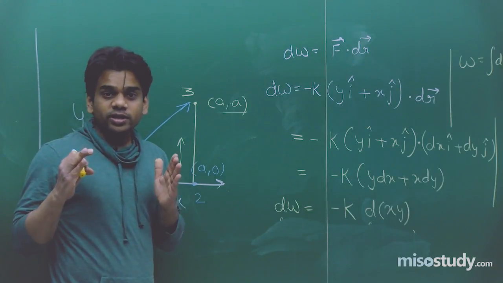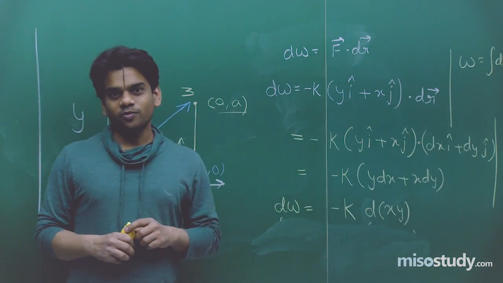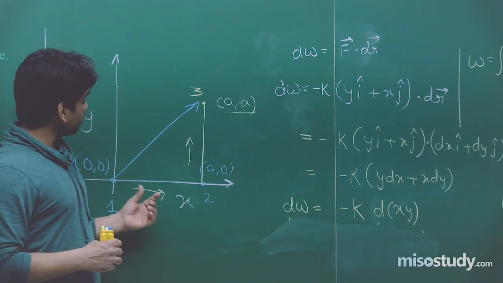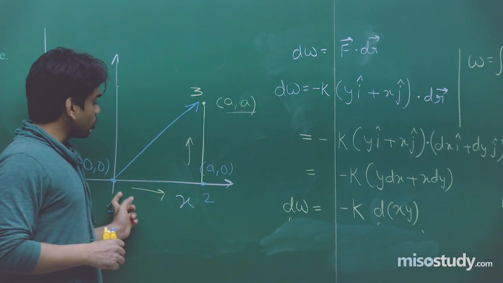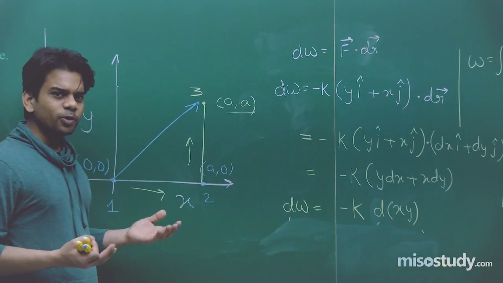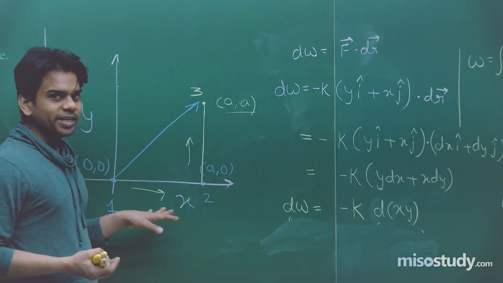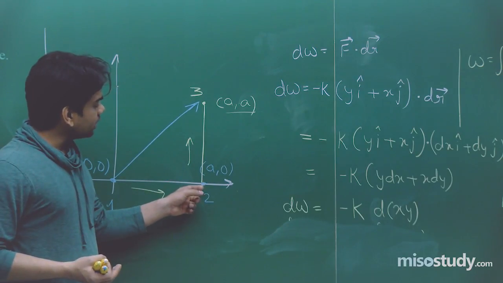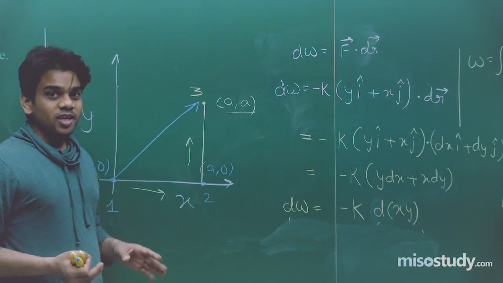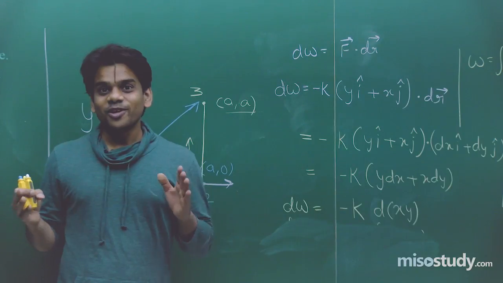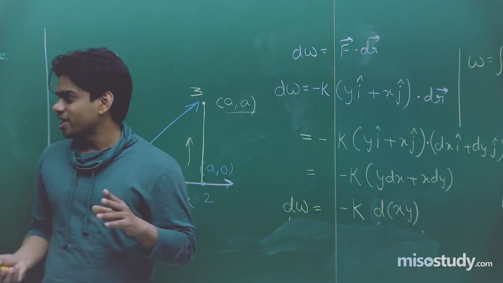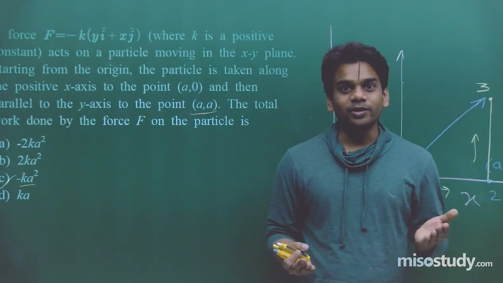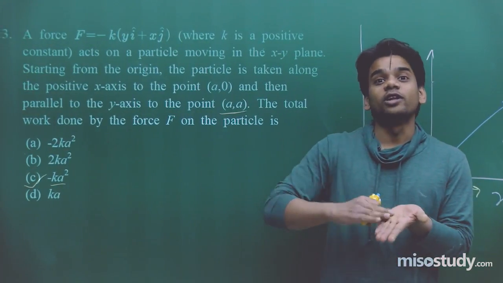Now one thing I would like you all to do: try to find out the work done while it moved from point 1 to 2, because there is no y coordinate during its displacement. Then try to find out the work done while it has moved from 2 to 3. You will see that the work done that you obtain will be the same, minus k a square. Do that method on your own. I'm leaving it up to you because that's an easy one, but it's lengthy.